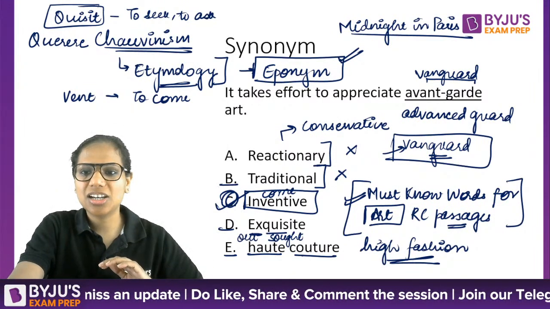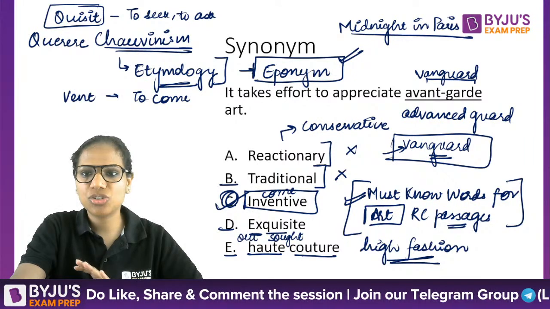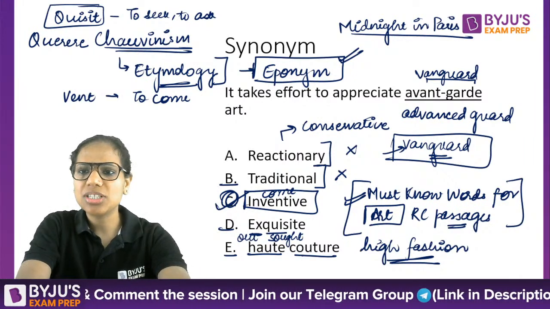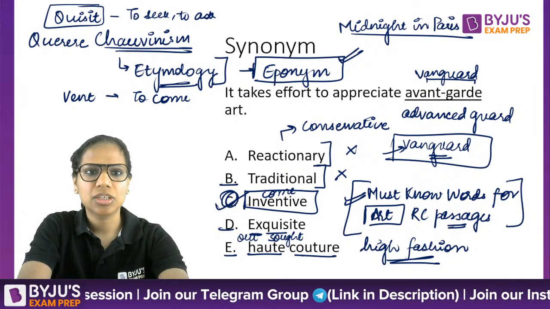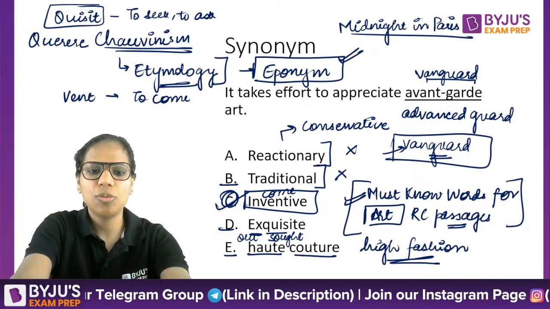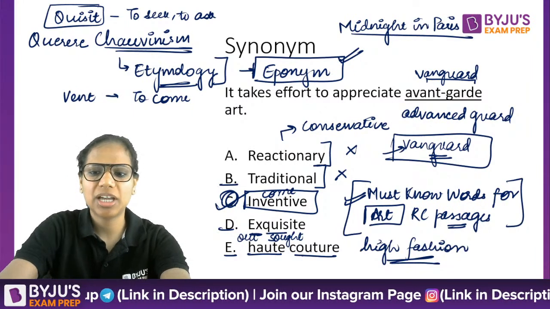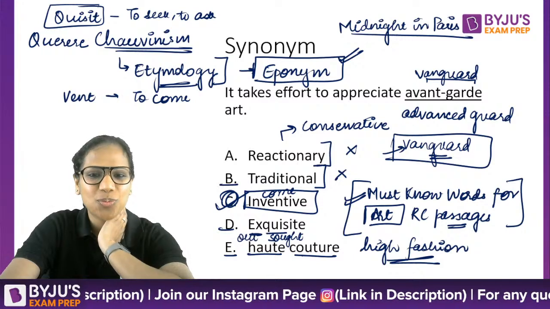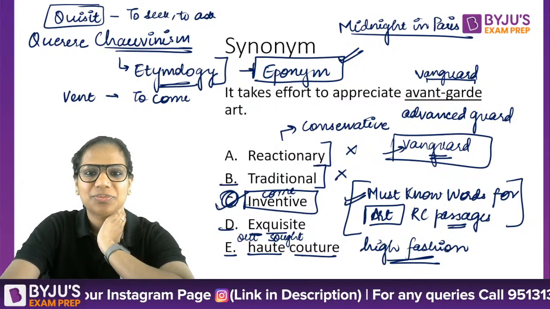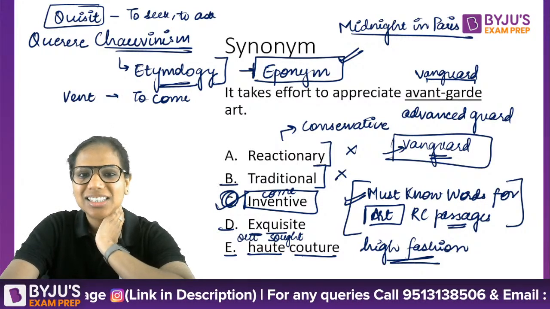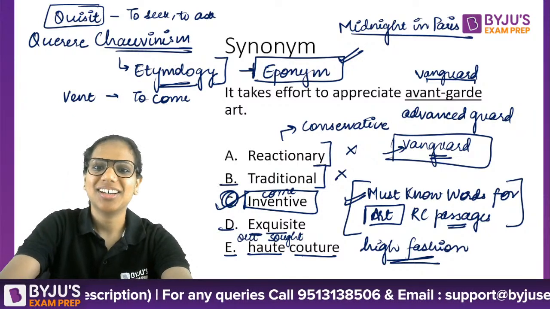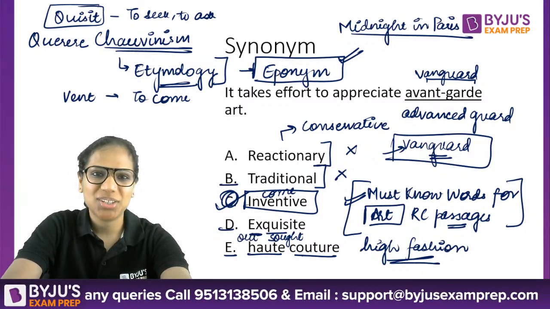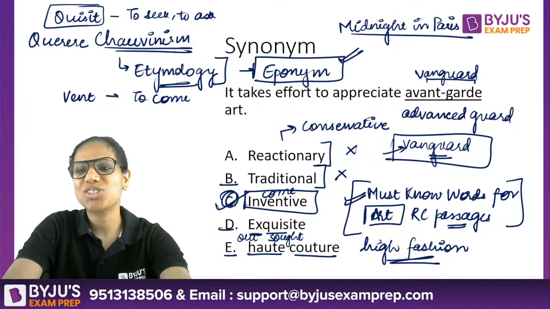C is our answer here. Avant-garde, the meaning is understood. And which language does avant-garde come from? Haute couture we know. How about avant-garde? What's the story behind it? As in which language does it come from? Etymology. It is again a French word. Okay, it's a French word.